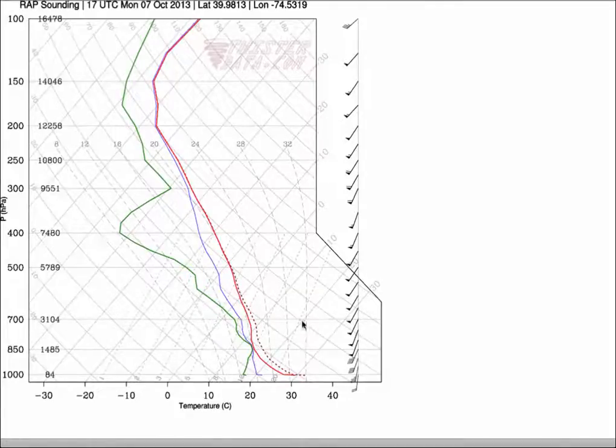Now another interesting aspect here would be the winds. When you have strong winds like this in this type of sounding, this is what's called straight line wind. All the winds are coming in from the same direction. Let's say if these winds were coming from the southeast at the surface and from the northwest at the mid levels. That's called a cyclonic circulation, and that would be an indication for tornadoes.